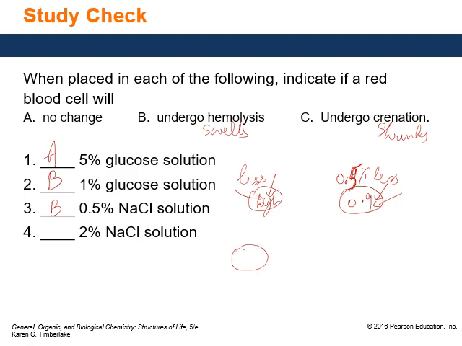2% NaCl solution is a lot higher. So inside the cell, remember, is 0.9%, outside is 2%. Now outside is higher, inside is less, so water is going to flow from inside to outside. So our cells are basically going to shrink. They are going to lose water, so the answer would be C.